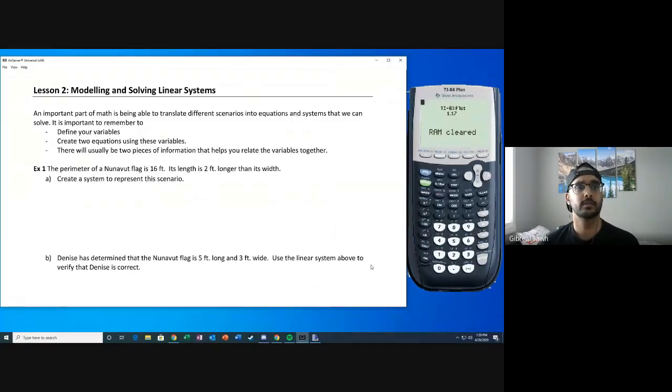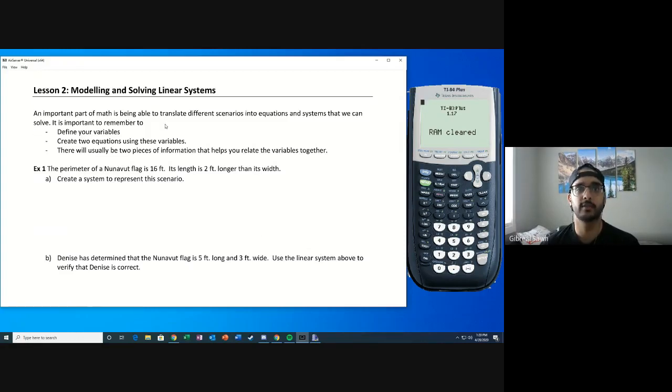Okay, welcome back, folks. So we're going to look at the second lesson in systems of equations about modeling and solving. Sometimes you're just going to be given a situation, not provided with a system, and you're going to have to build that system from the information that you're given. This is one of the hardest parts about this unit, taking that word problem, that application, and turning it into an equation that you could actually deal with.